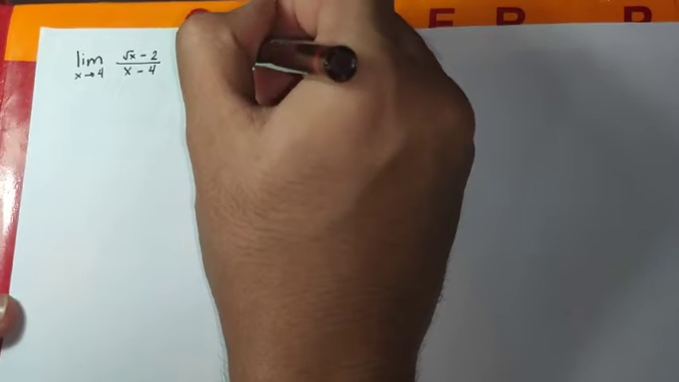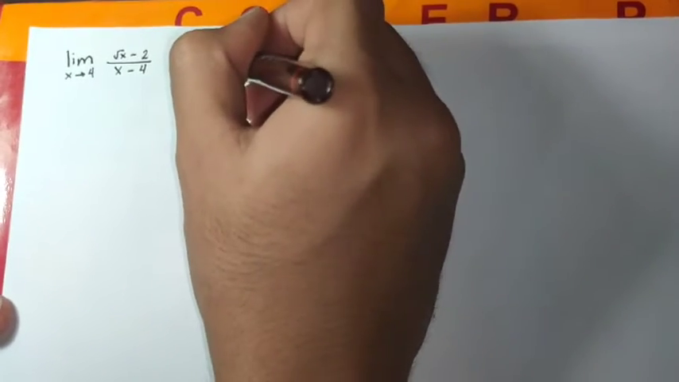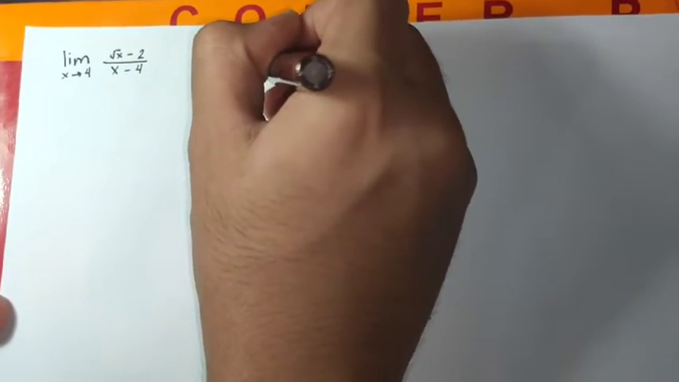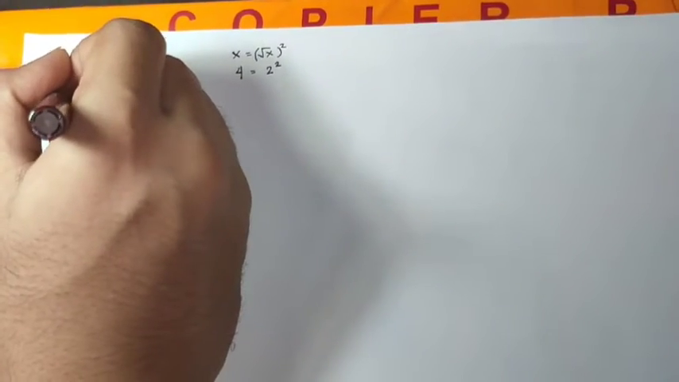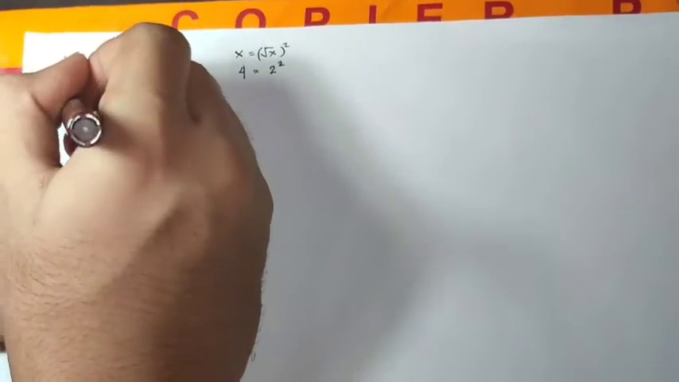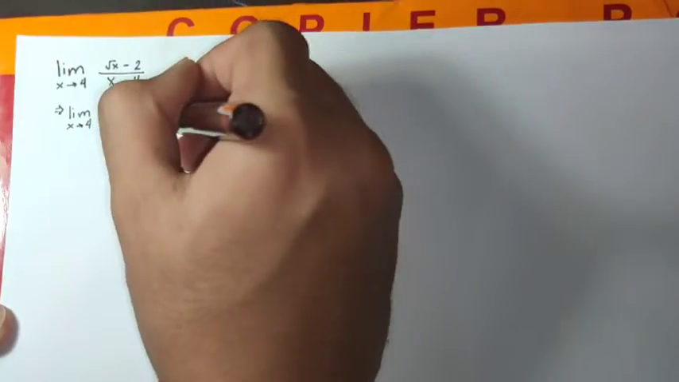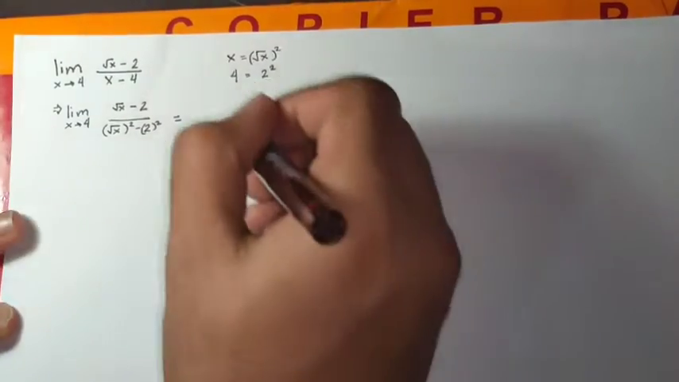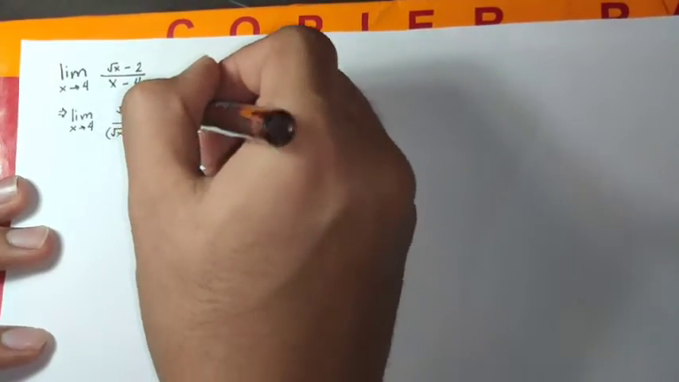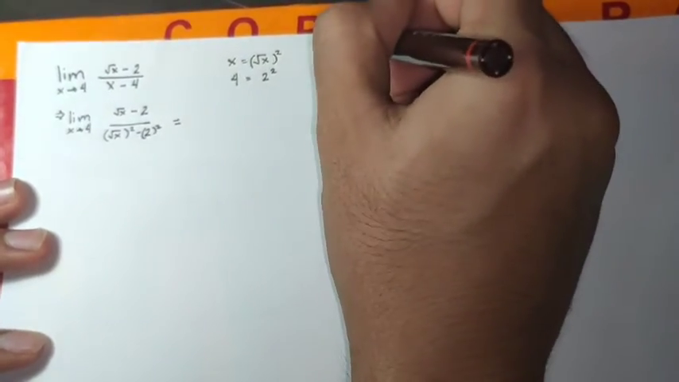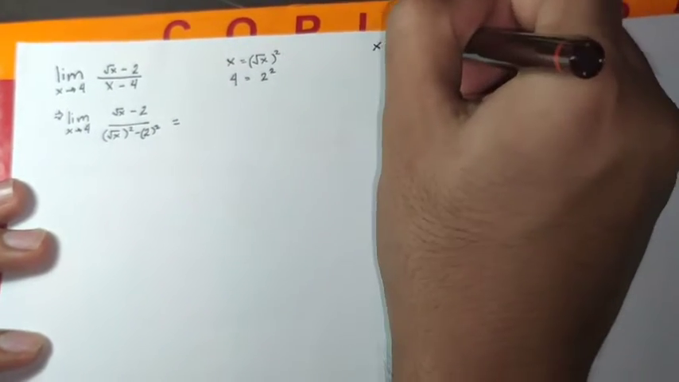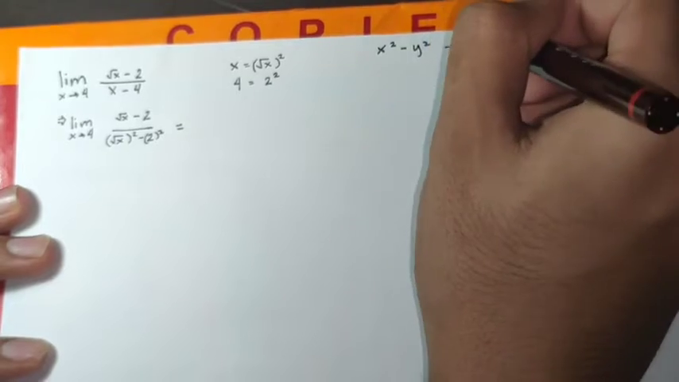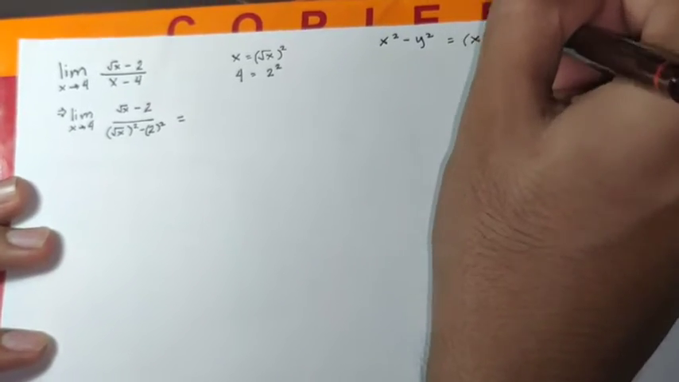We can observe that the square root of x quantity squared is just equal to x, and the square root of 4 is just equal to 2. We will then rewrite this expression as the square root of x minus 2 all over the square root of x quantity squared minus 2 quantity squared. We can observe that the denominator shows an example of a special product in the form x squared minus y squared, which is equal to x minus y quantity times x plus y.